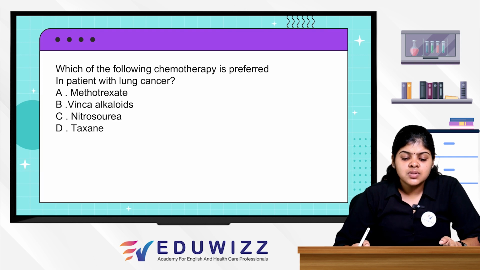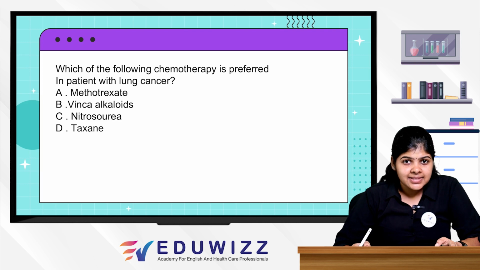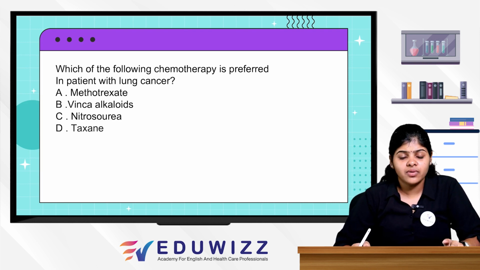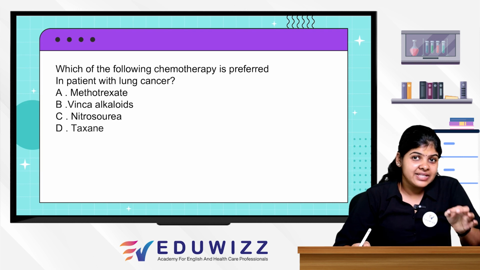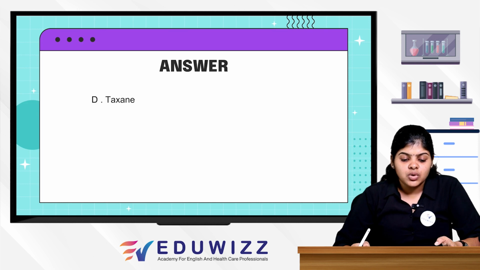And next question: which of the following chemotherapy is preferred in patients with lung cancer? For lung cancer, the first line treatment is given with taxanes. If given with platinum compounds, it increases the action. So we can select that the first line treatment for lung cancer is taxane. So taxane is the answer.